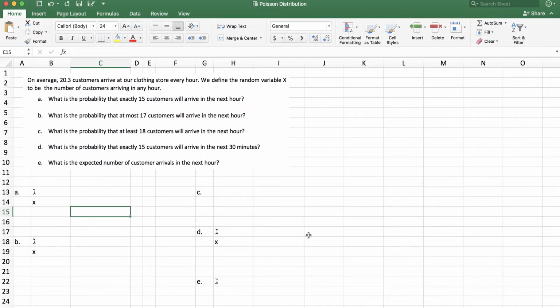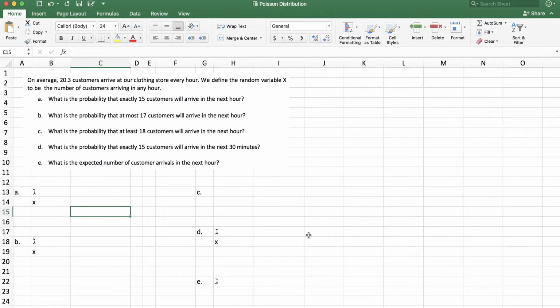So I have a numerical example here. On average, we know that 20.3 customers arrive at our clothing store every hour. So every 60 minutes, 20.3 customers arrive at our store. We define a random variable x, which is the number of customers arriving in any hour. Part A: what is the probability that exactly 15 customers will arrive in the next hour?